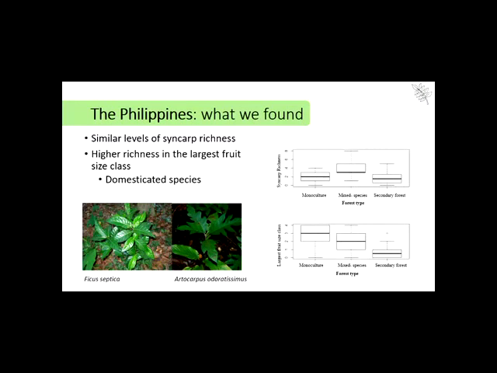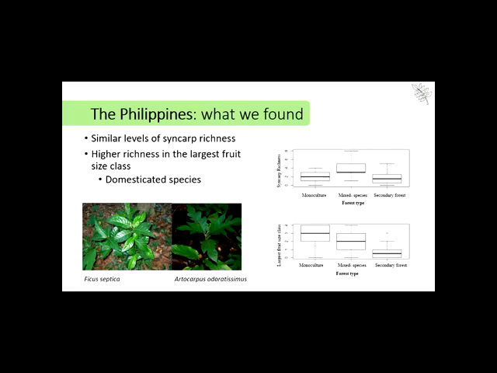Again, using functional traits, we also found, using fruit type, a similar number of species with a syncarp fruit type. So this was dominated by the family Moraceae and includes the figs, but also several other Artocarpus species. So these species were able to colonize out into the monocultures and recruit into those forest types. And you can see that on the top graph there. Monocultures were very similar to secondary forests for this fruit type.